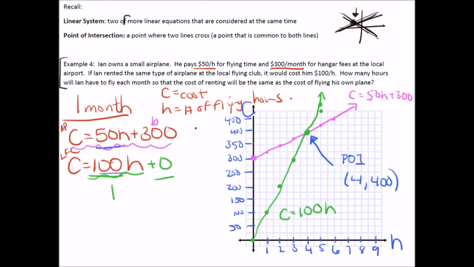Let's just analyze this a little bit. When we look at cost, we look at this axis going vertical up and down. So less than 4 hours, this green is going to be more beneficial, so going with the local flying club. And then over 4 hours, this purple line is going to be more beneficial, and that's going for the local airport.